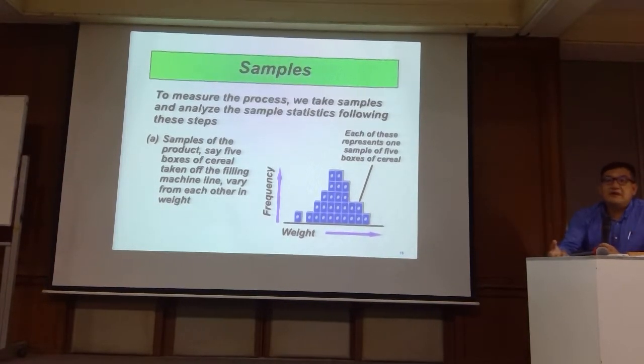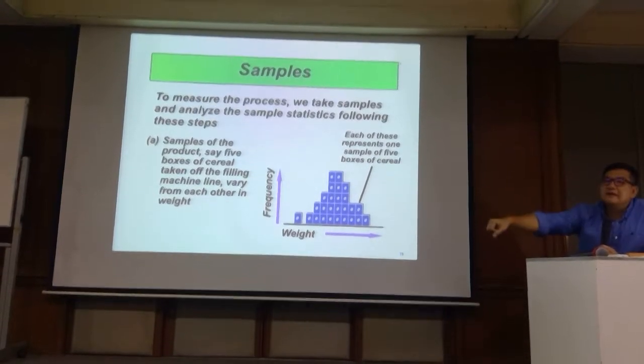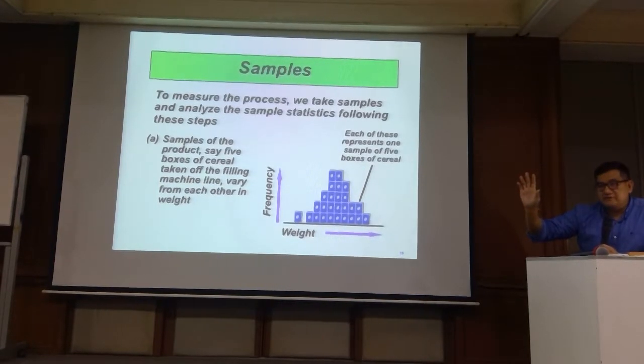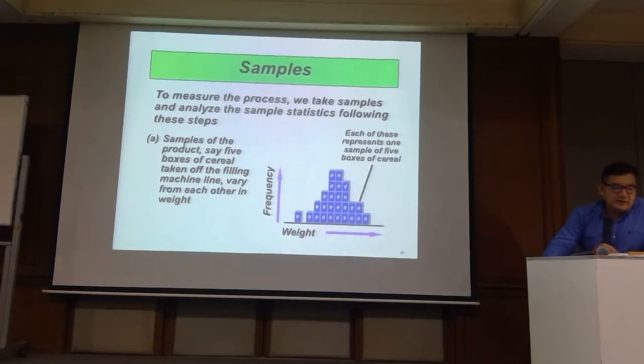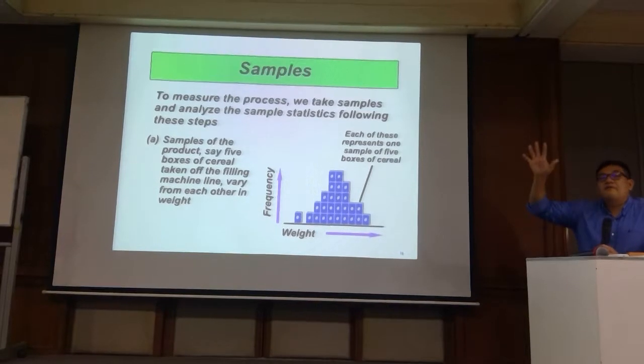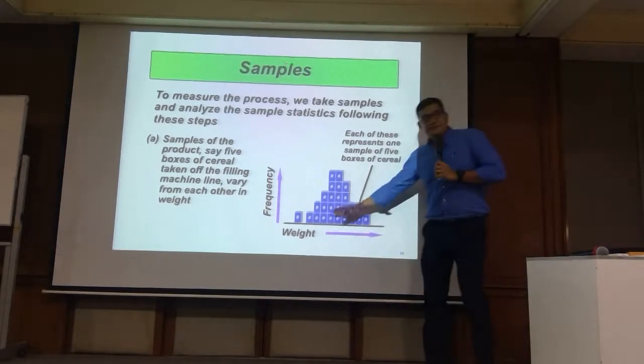Let's say 500 grams, you have to have 500 grams for every box produced from the process. So let's say for the first hour, I go to the production line, and then I randomly sample 5 boxes of cereal from the production line, and I measure the weight of every box, and calculate the average weight. So the value that I get, I record.